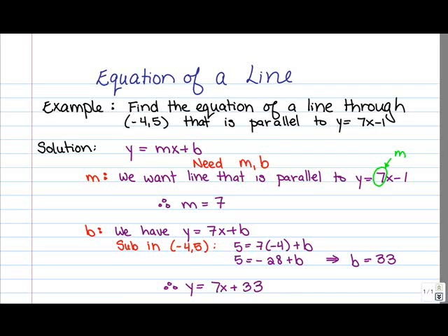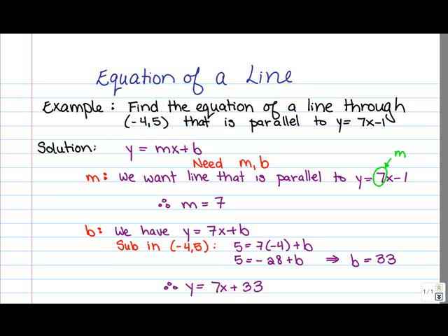Again, how we found this is we need two pieces of information, the slope and the y-intercept. Finding the slope was really easy because we wanted a line that's parallel to the given line, and the given line had a slope of 7. Parallel lines have slopes that are the same, so we know that our line will also have a slope of 7.